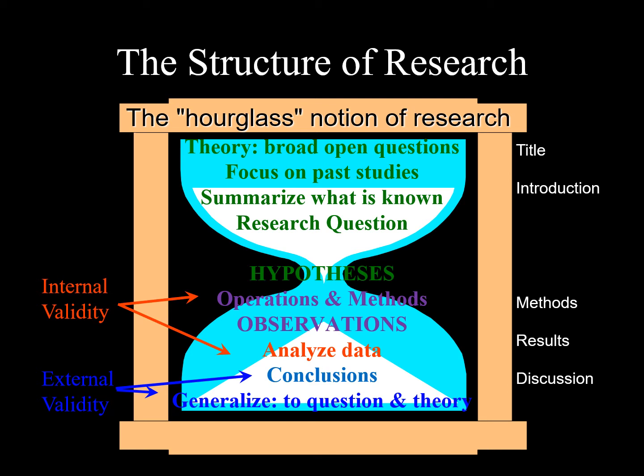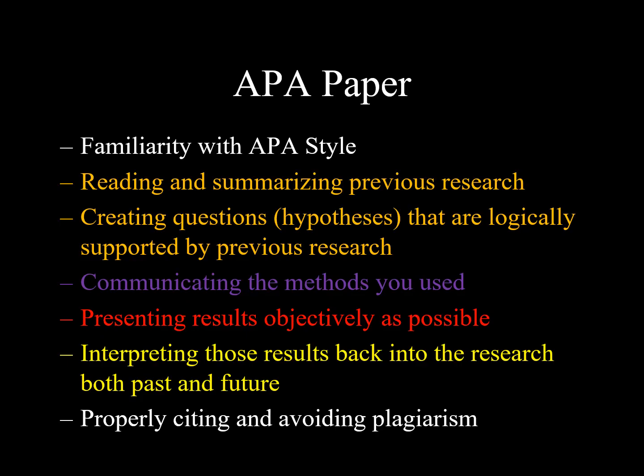Now, internal validity, whether the study is internally valid or, quote-unquote, trustable, is in our methods and our results. External validity, whether we can generalize what we found in our study to the population at large, is external validity. So again, the APA style paper, a major focus of both 220 and 221, has been reading, understanding, interpreting, and writing your own APA style paper.